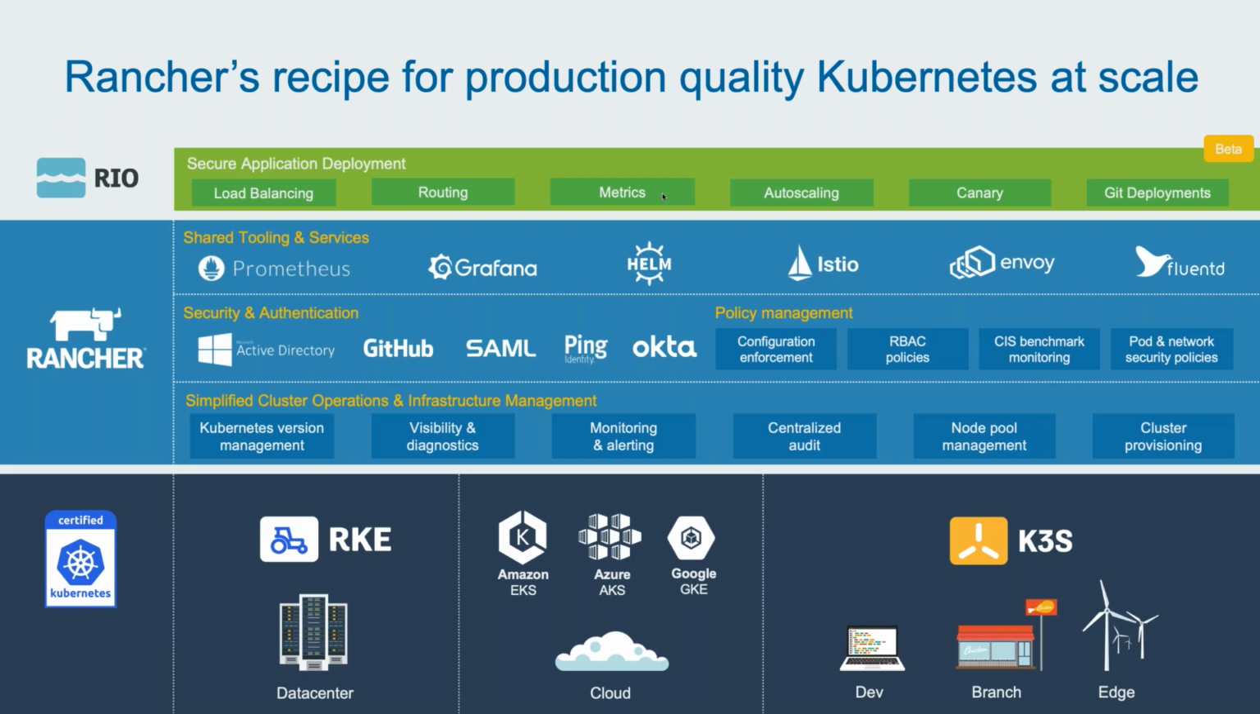And sitting on top of that, we have a newish project which is currently in beta called Rio. And that's the beginnings of our micro-PaaS, our secure application deployment environment, which is slightly prescriptive, but it won't take over your cluster, but allows you easy access to load balancing and routing and auto scaling, canary deployments, and that sort of thing. So this is the Rancher recipe for production quality Kubernetes at scale.